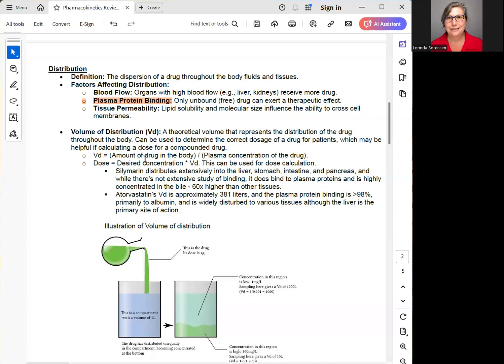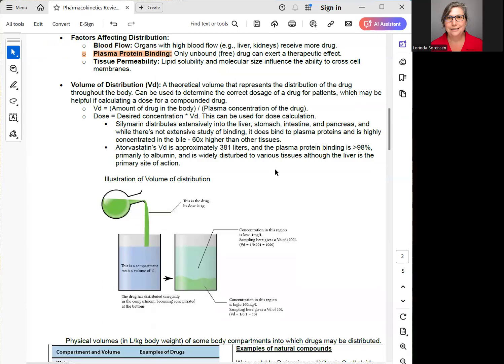Okay, so I feel like I was just talking about the volume of distribution, which of course is related to distribution, and it sort of is theoretical. So here, this is maybe not the best graphic, but I thought it fit in well. So this is the drug. It's 1 gram of the dose, and here's a compartment, and then the concentration in the region is low. And some of that might be due to protein binding, some of it might not.